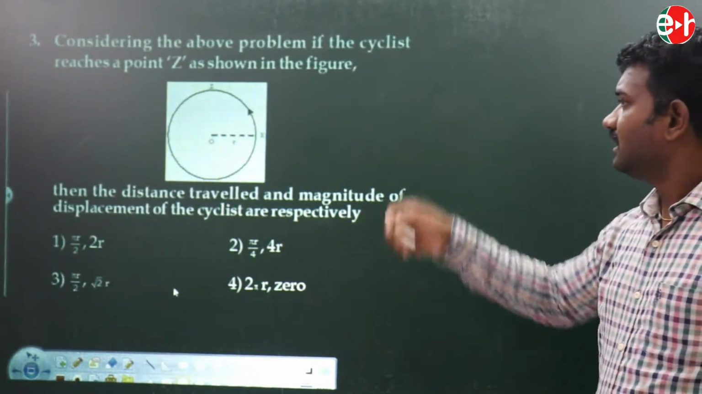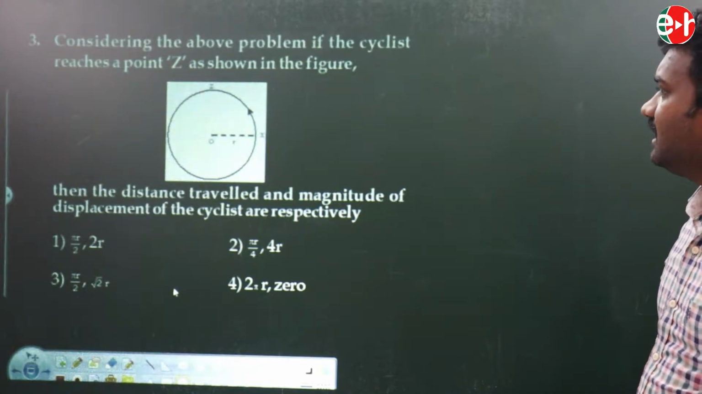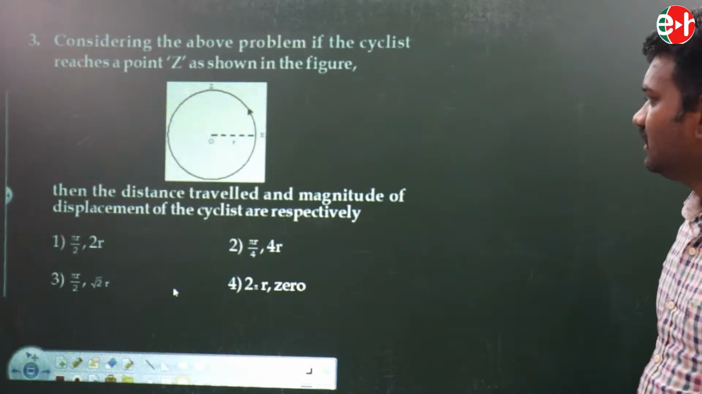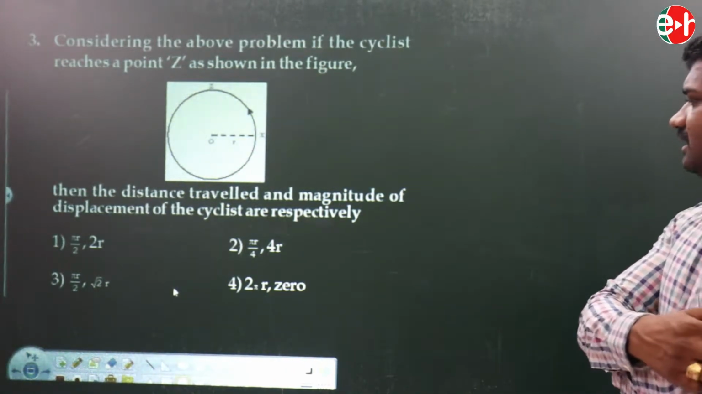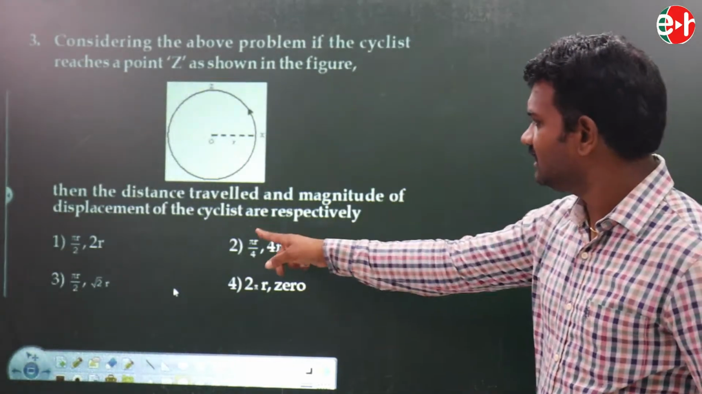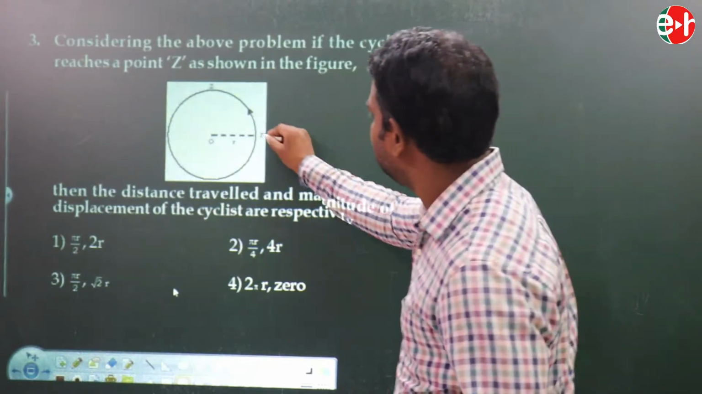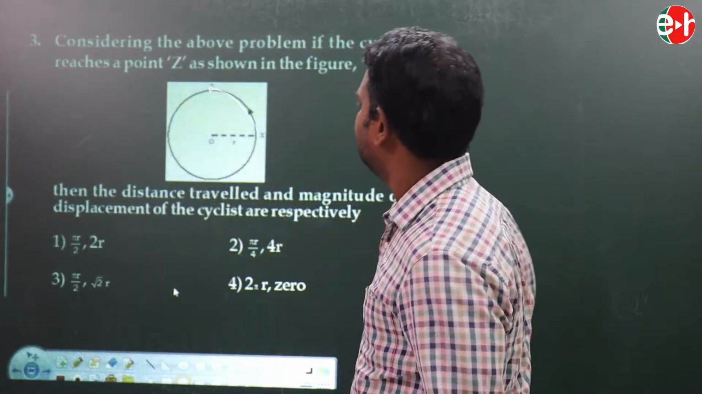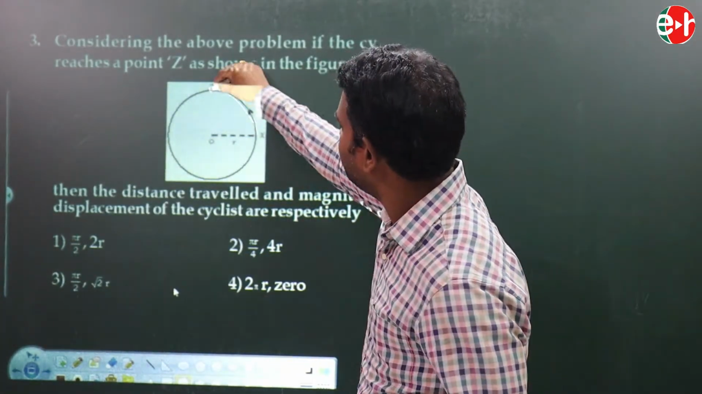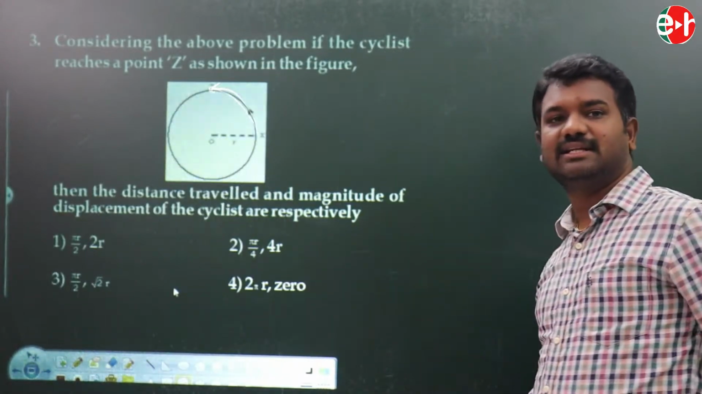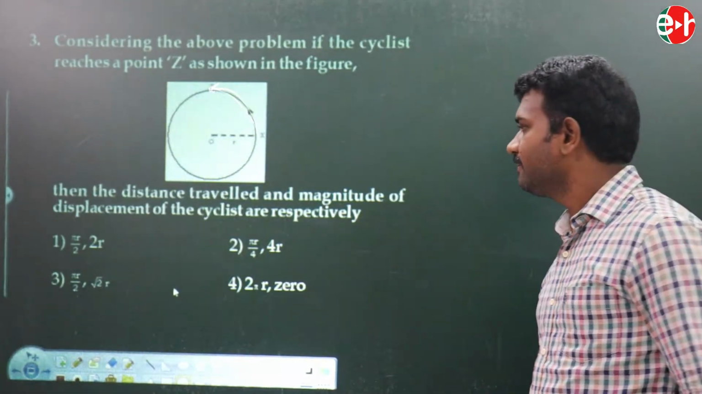See this one. Considering the above problem, if the cyclist reaches point Z as shown in the figure, find the distance travelled and the magnitude of displacement of the cyclist respectively. Now he has reached point Z from here to here, and we are asked to find the distance and the displacement.